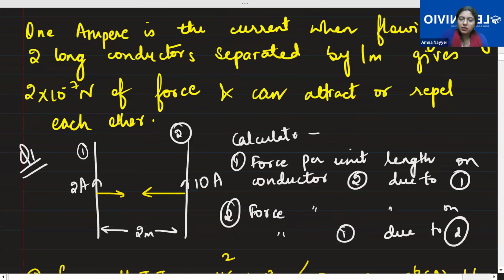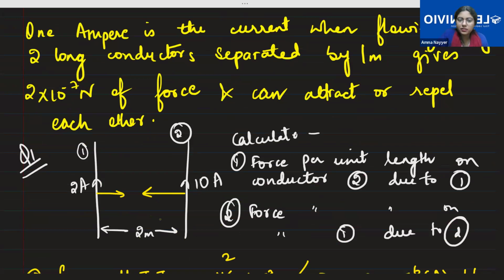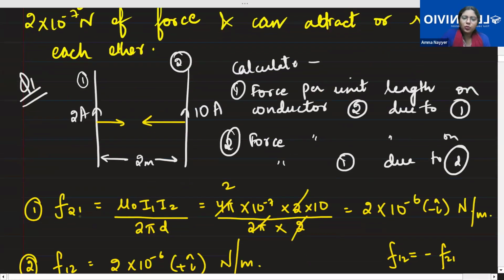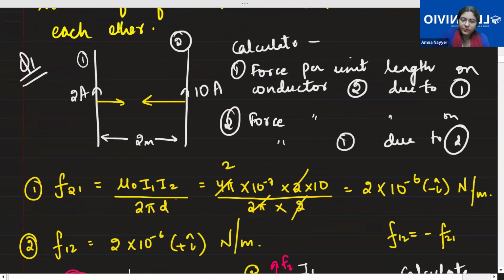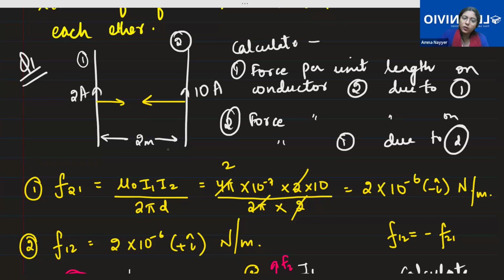Look, a very basic question. Two wires are there. One has a current of 2 ampere, the other has a current of 10 ampere. They are separated by a distance of 2 meters. Now, when we calculate force per unit length, meaning 2 due to 1 or 1 due to 2, mu naught I1 I2 by 2 pi d is the formula. d is 2 meter, I1 is 2, I2 is 10. So F21 will be mu naught I1 I2 by 2 pi d. Put the values: 4 pi into 10 to the power minus 7 into 2 into 10 divided by 2 pi into 2. Similarly, F12 will come out to be 2 into 10 to the power minus 6 only.